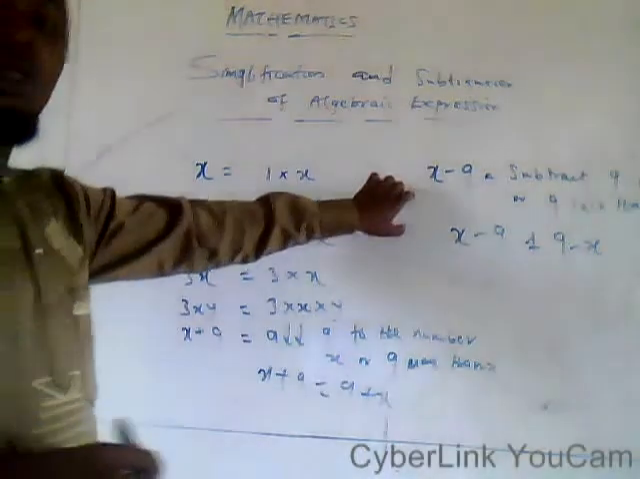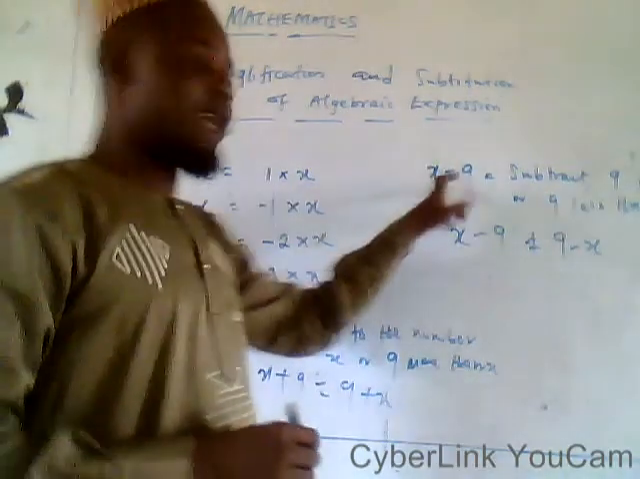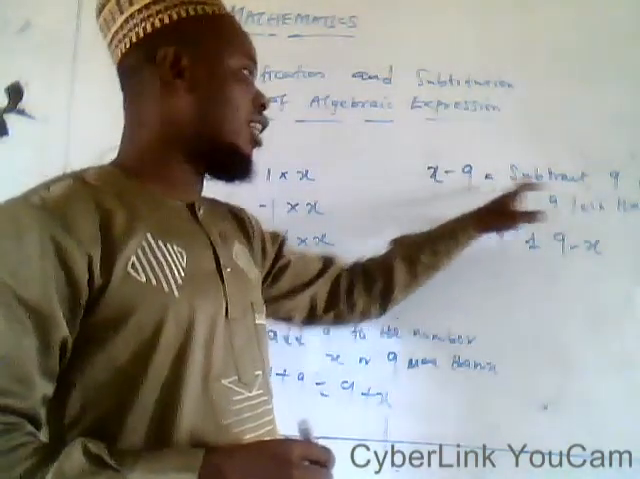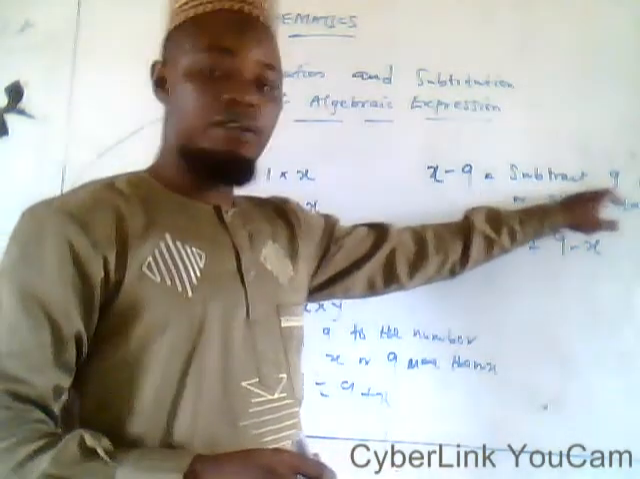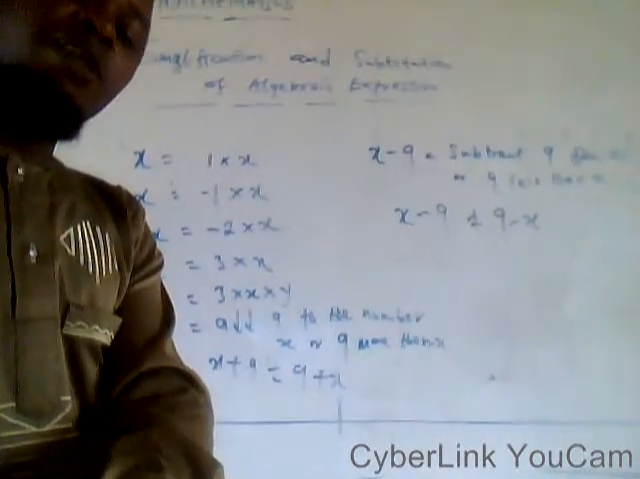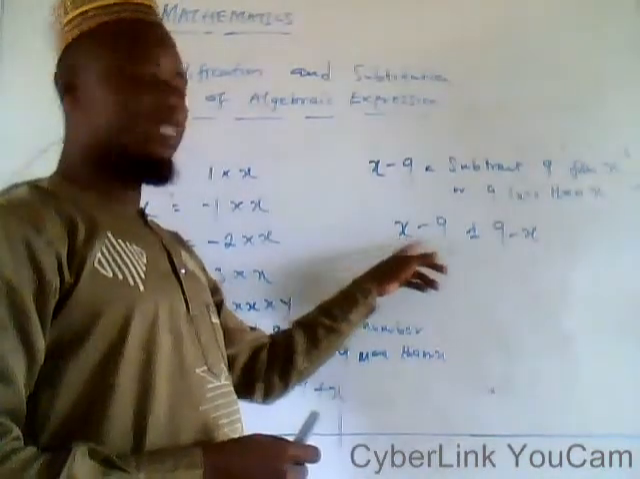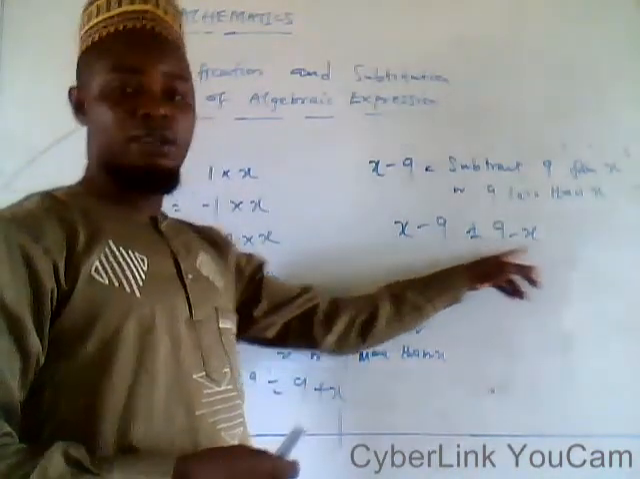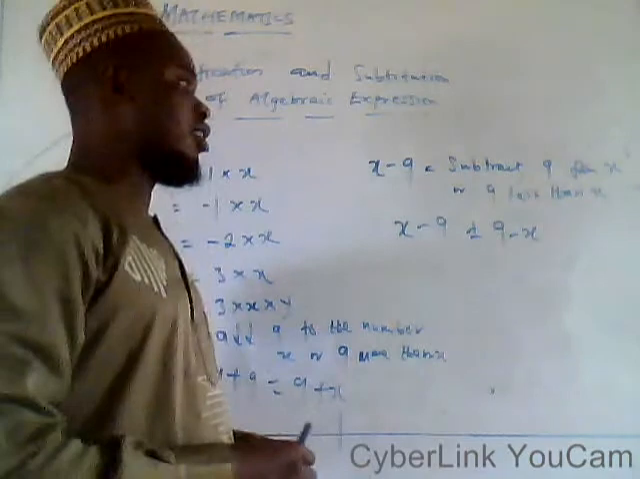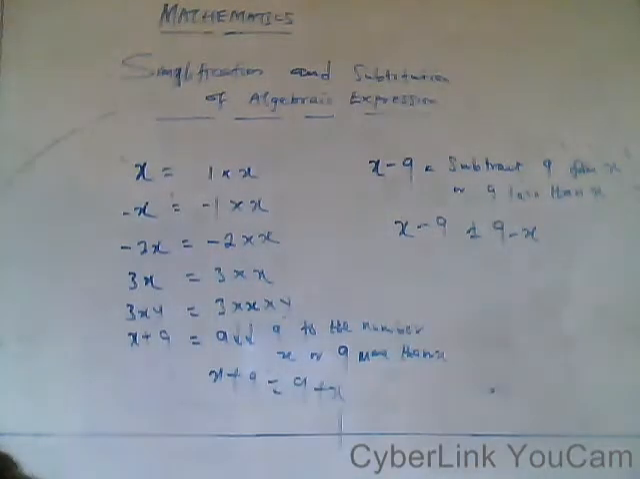So please take note of this. Your x minus 9 means that you subtract 9 from the value x. That is what it means. While the value of 9 minus x is something different. So let's take note of that.